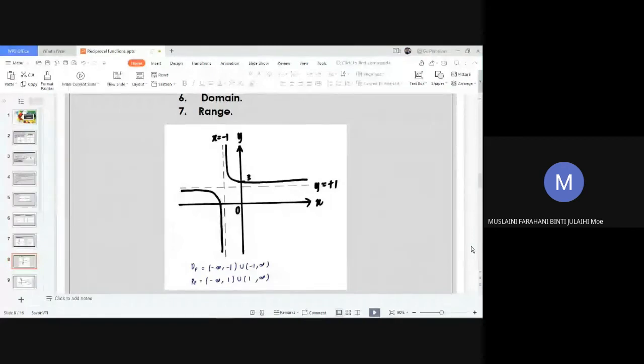Okay. For step 7, we have to find range. So from the graph, the range should be from -infinity up to 1 in an open bracket, union with 1 up to infinity in an open bracket. So that's all from example 1. Thank you.